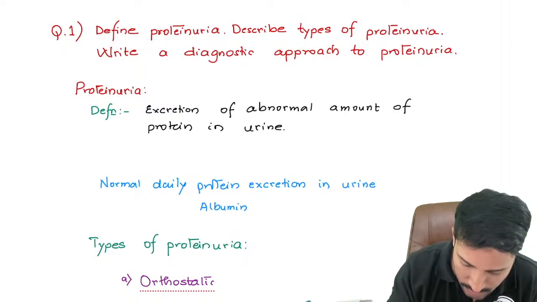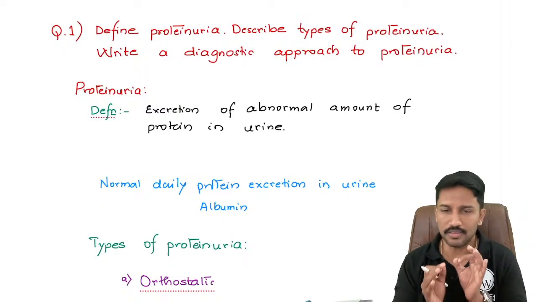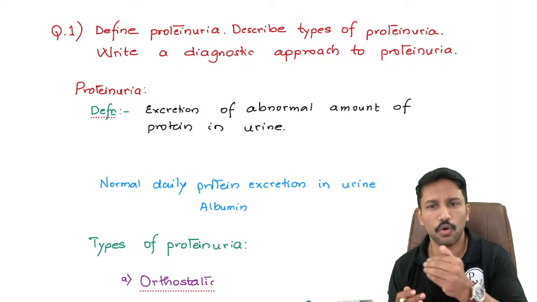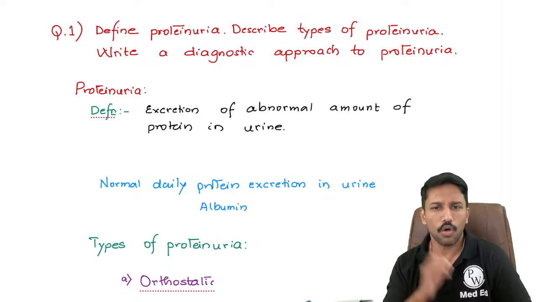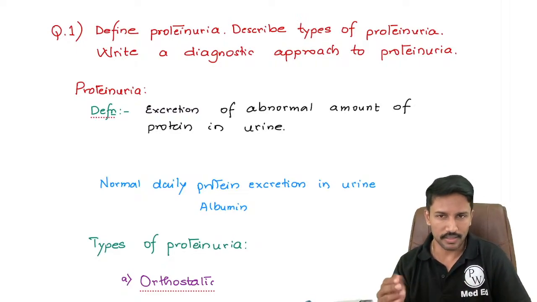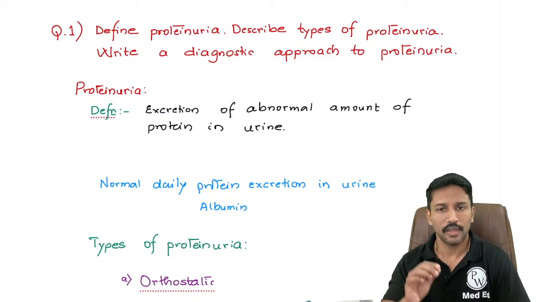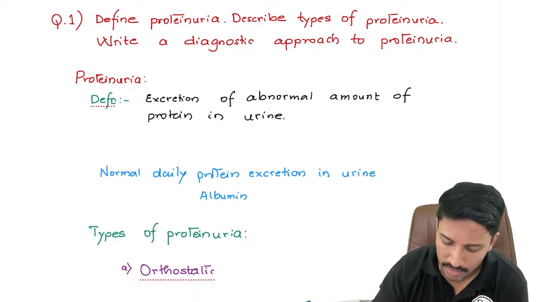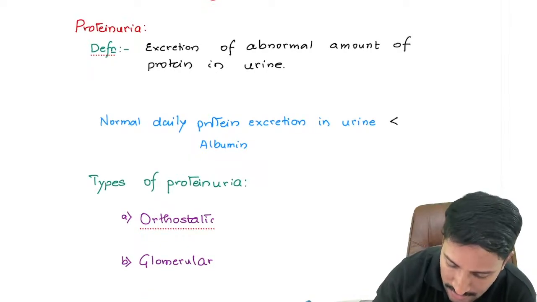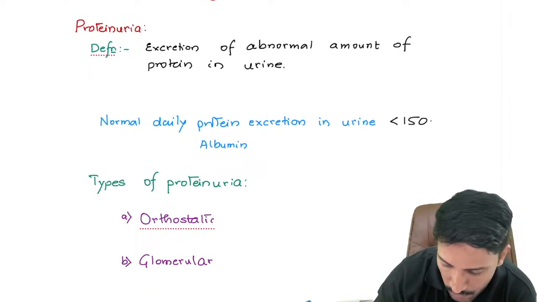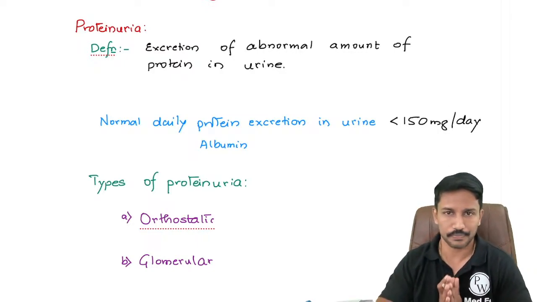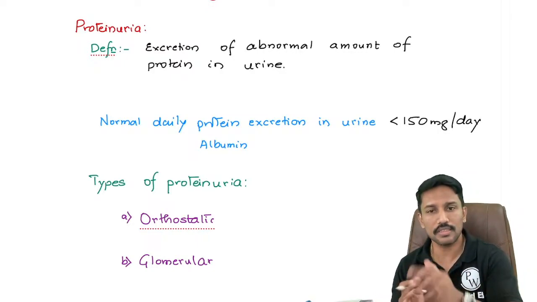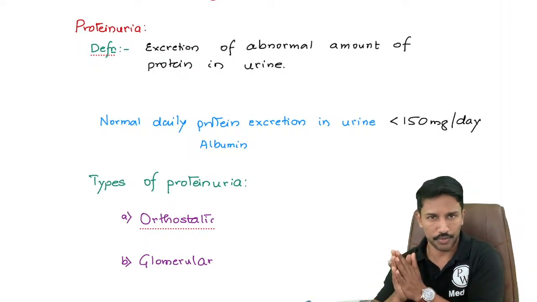Now, normally what happens, the large molecular weight proteins are not filtered in the glomeruli and we do not excrete them. But some small molecular weight proteins do get filtered, like Tamm-Horsfall protein, and we do excrete them. But what is the normal daily excretion? The normal daily protein excretion is less than 150 milligrams per day or per 24 hours. Anything more than this can be considered as proteinuria, right?